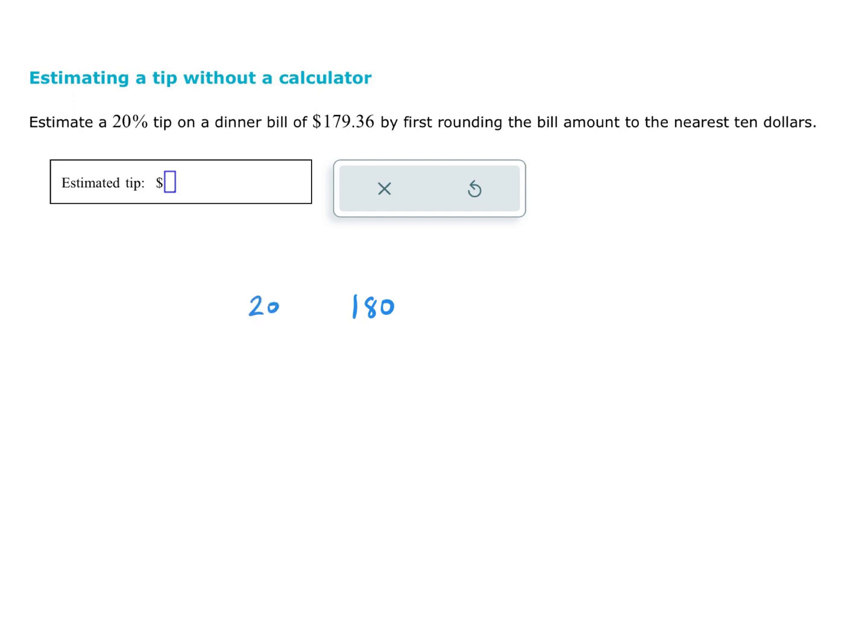We want 20% of that we're going to give as a tip. I'm going to start out with 10% because that's really easy. 10% of 180 means 180 divided by 10, which is $18. We want really 2 of those because we want 10% plus 10%. So I'm just going to add 2 of those together. 18 plus 18 is 36, and that's going to be $36 as our estimated tip.